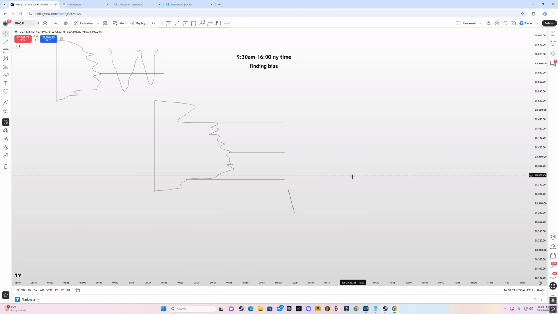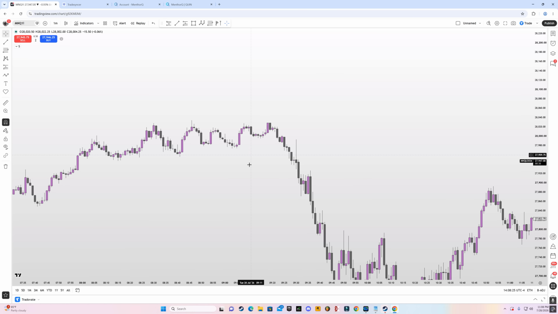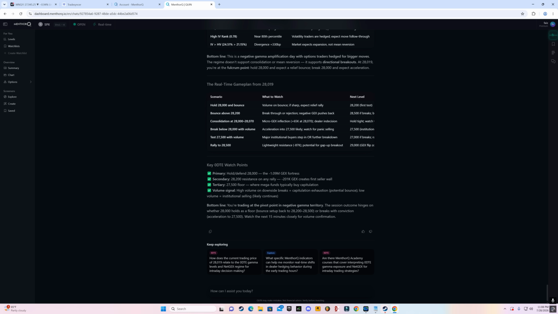But since our bias is bearish, right? Because we pretty much opened below the cash session of the previous day. I'm going to show you in the Deep Charts tool when I get into it later on in the examples. But it told me that the session outcome hinges on whether the 28,000 holds as a floor, which means a support level, and we can then bounce up to 28,500, or if 28,000 breaks with conviction, we can see acceleration to 27,500. Okay, so let's go and mark out the 28,000.